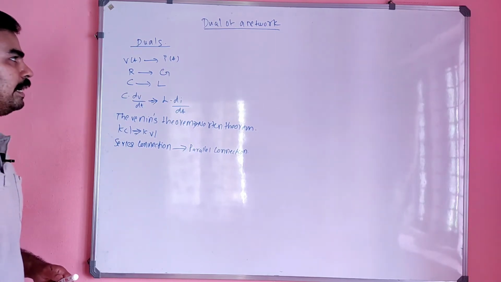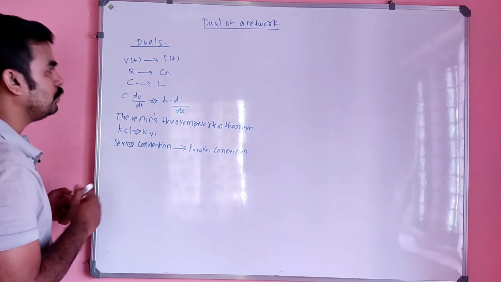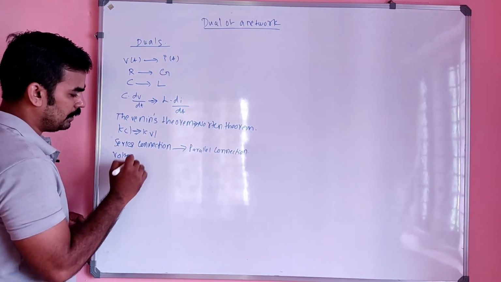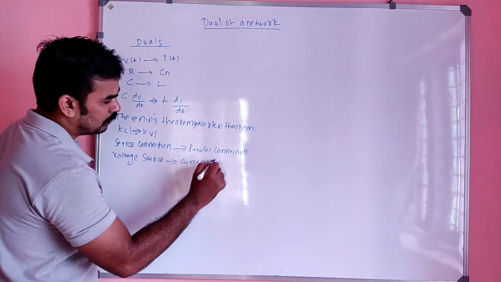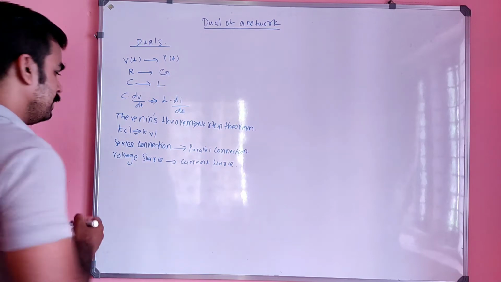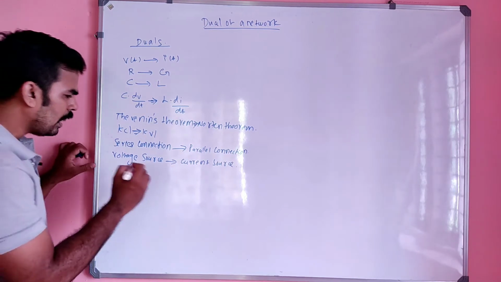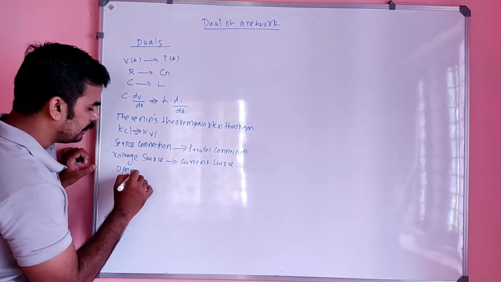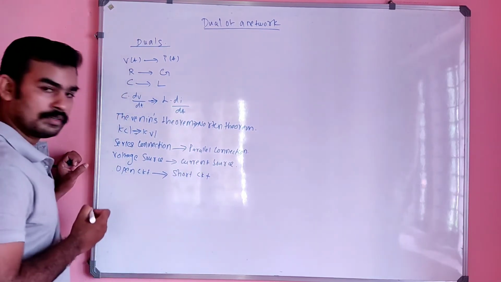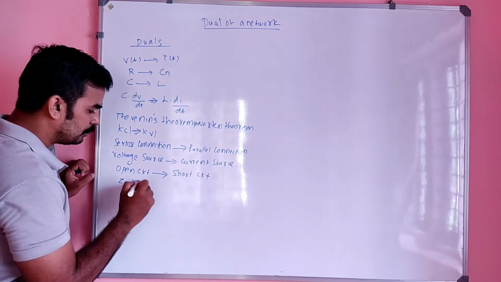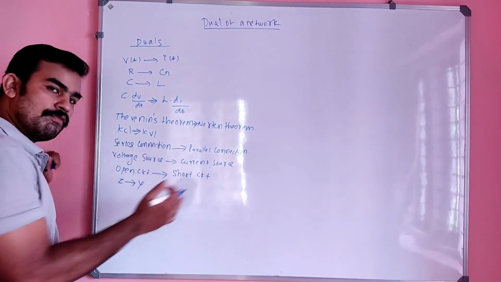So that's all for dual. Voltage source will be converted into current source. And one more thing, open circuit will be converted into short circuit, and Z will be converted into Y. That is, impedance will be converted into admittance.